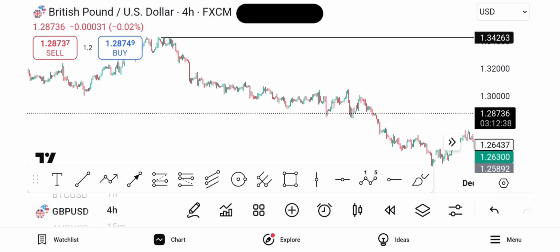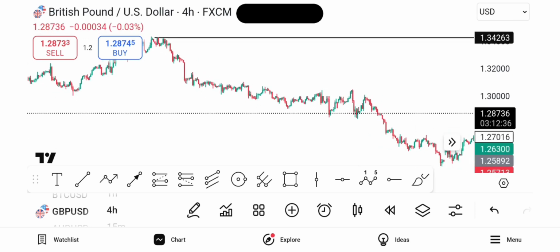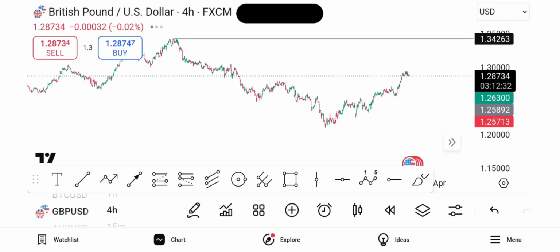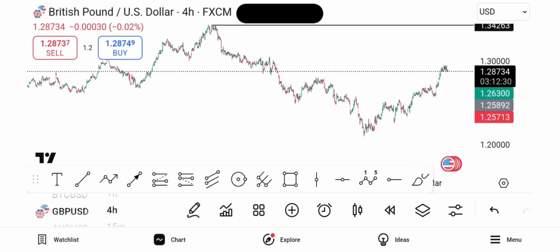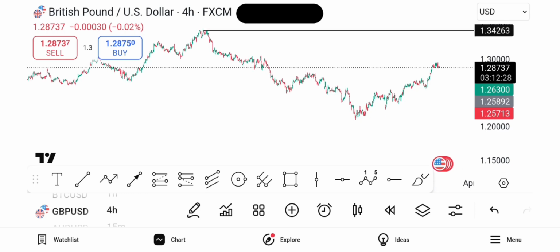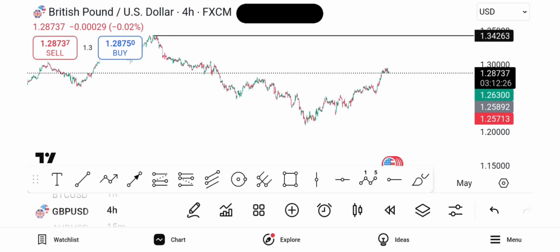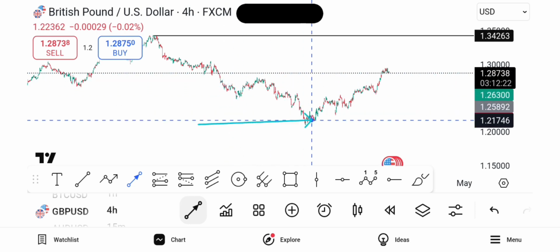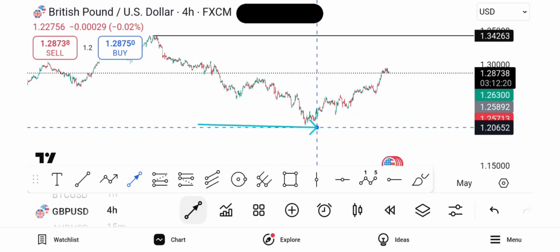Okay, so after we mark our resistance, let's now draw our support. It's the same concept, the same concept applied to support. So we see down here the market dropped down, then it formed a support. We have this low, the low of the market, this one here.